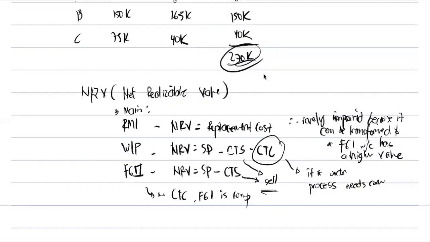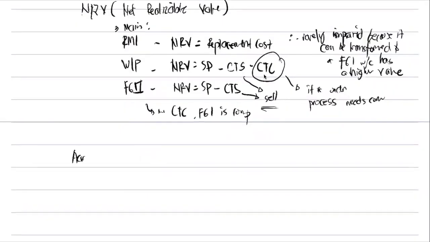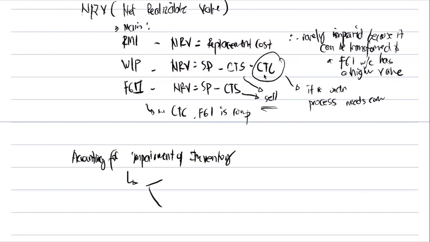Okay, now how do we account for the impairment? Accounting for impairment of inventory. How do we account for the impairment of inventory? We account for it using these two methods. We have your direct method and your allowance method.